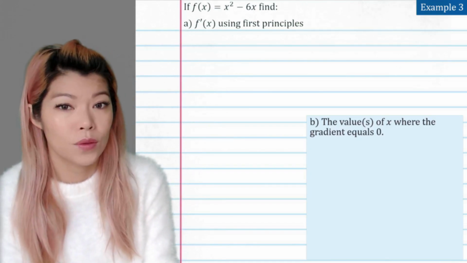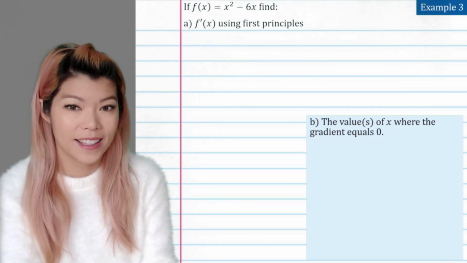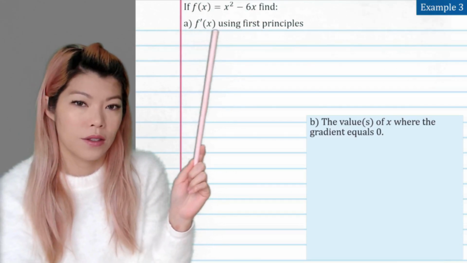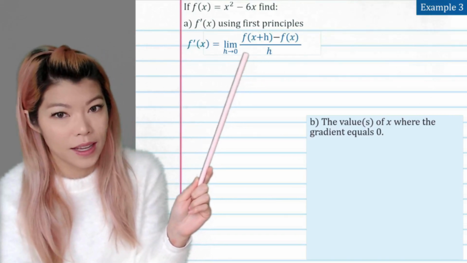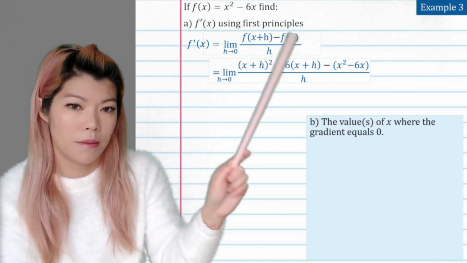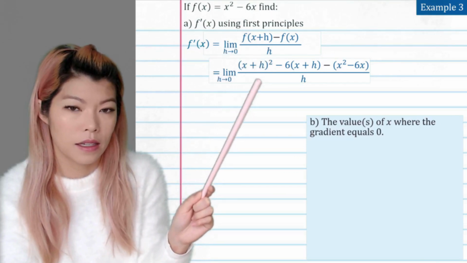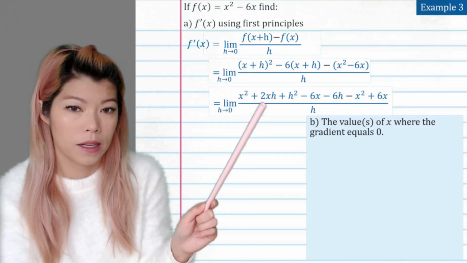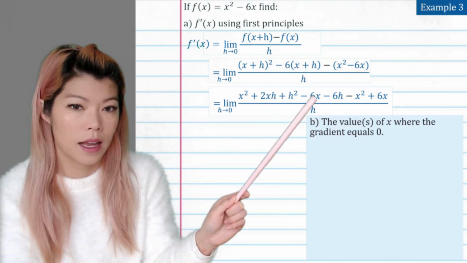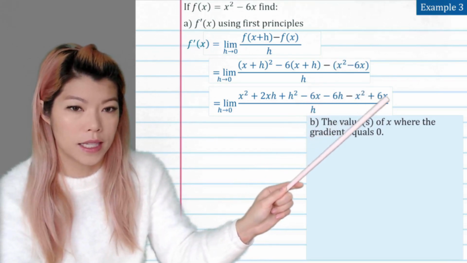Example 3. How about you give this one a go yourself first, and then pause the video, give it a go, and then unpause to see the answers. If f of x equals x squared minus 6x, find f dash x using first principles. So again, put the formula in, then plug in x plus h into the first part, and then minus the same thing over there. So x plus h wherever you see x. So now we expand, it's quadratic, so x squared plus 2xh plus h squared, then expand and minus 6x minus 6h, minus x squared plus 6x.